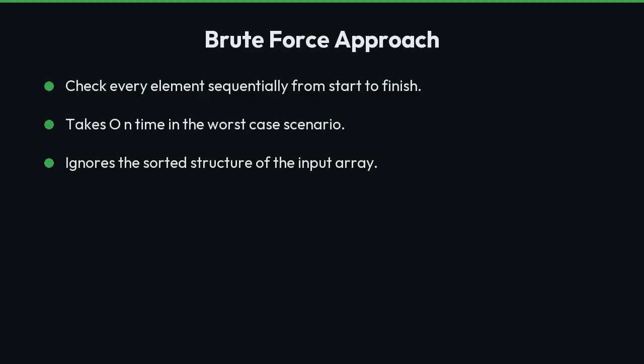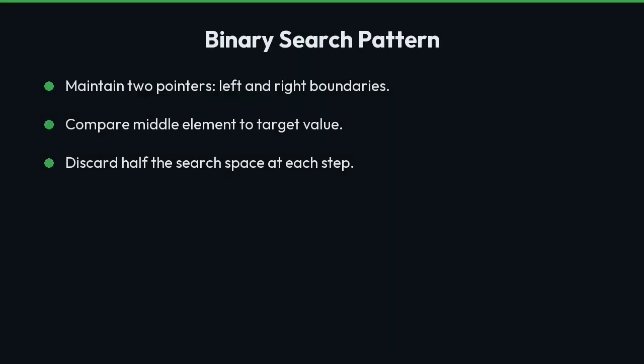The naive approach checks every element from start to finish. This takes O(n) time, because we might inspect the entire array before finding the target or confirming it is absent. Since the array is sorted, this ignores valuable structural information about the order of elements. The reusable pattern here is binary search on a sorted range.